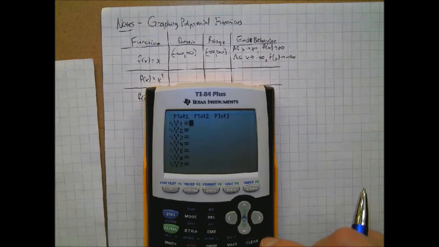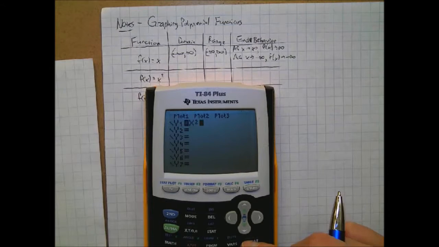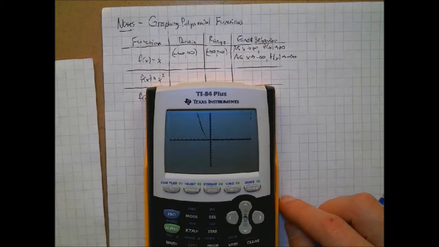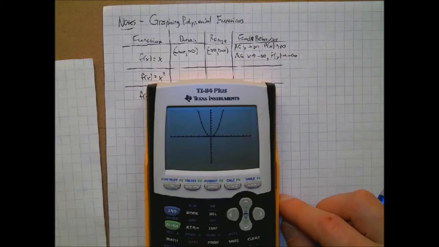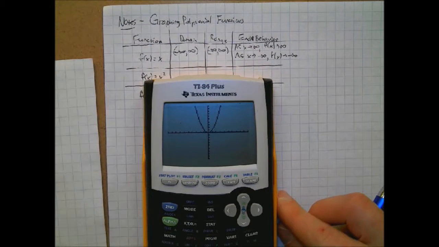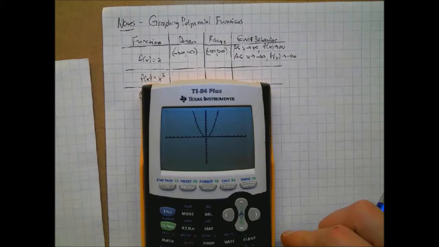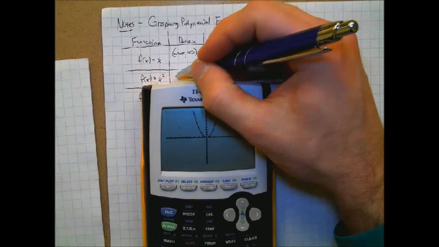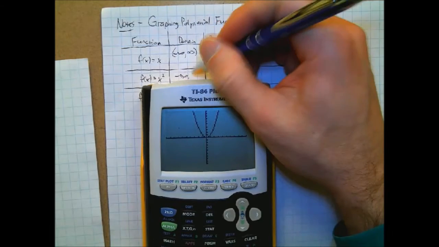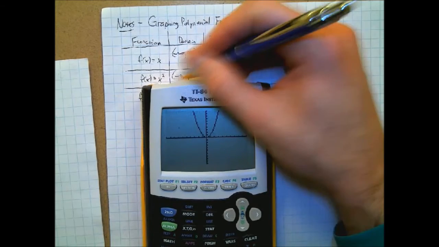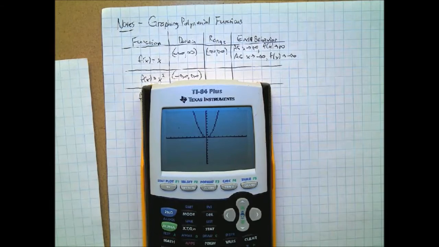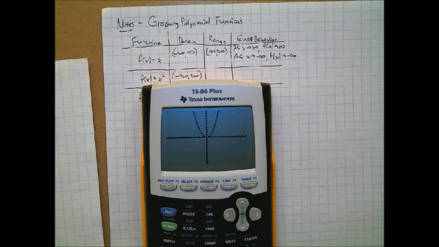Let's make it x squared. Okay, the parabola. So there's our parabola. Same questions. What's the domain of this? Negative infinity to positive infinity. Okay? What about the range? Is it the same as before? Negative infinity to infinity?